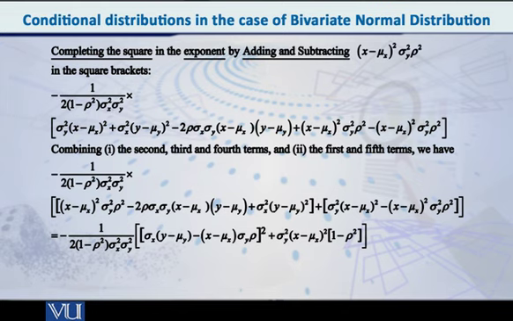The second, third, and fourth terms give you the expression sigma x into (y minus mu y) minus (x minus mu x) into sigma y into rho, and the whole of this squared. And how do we get this one? Students, is the basic formula (a minus b) whole square is equal to a square plus b square minus 2ab.